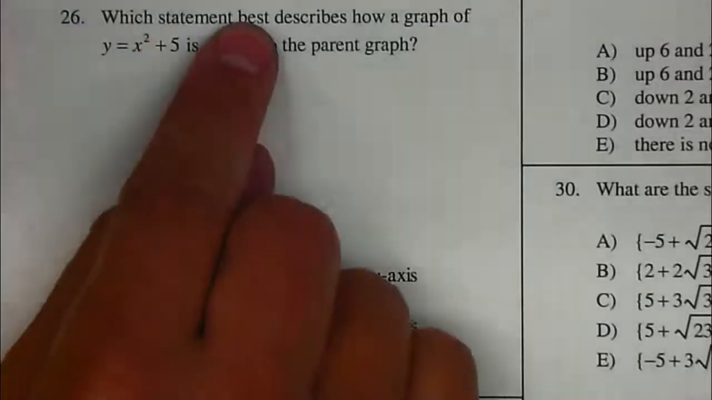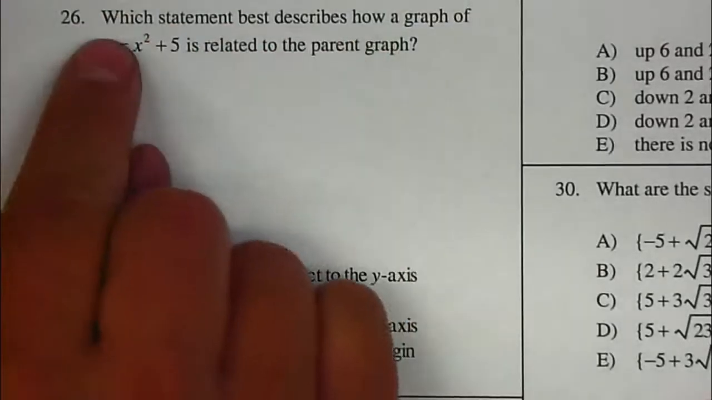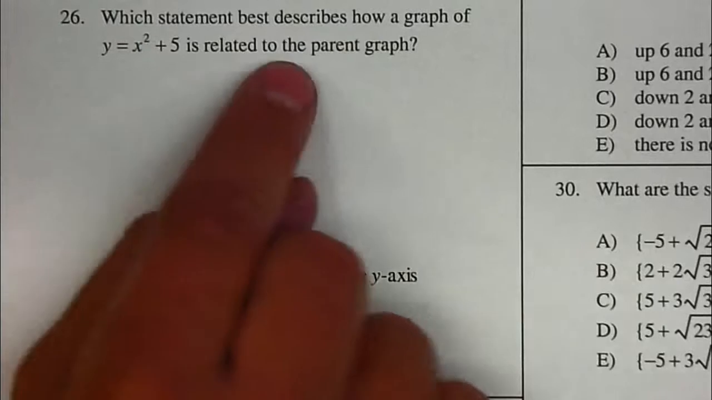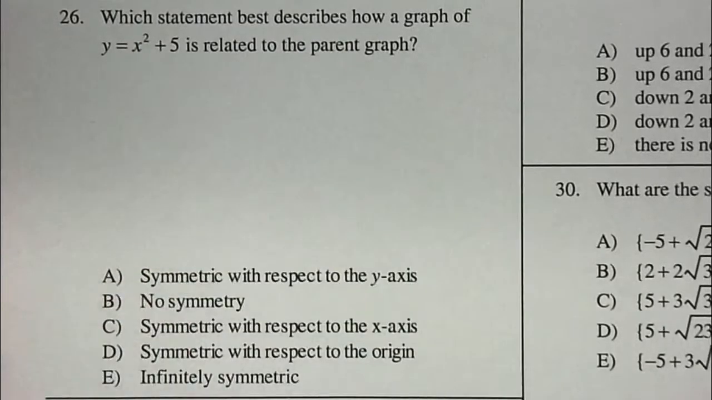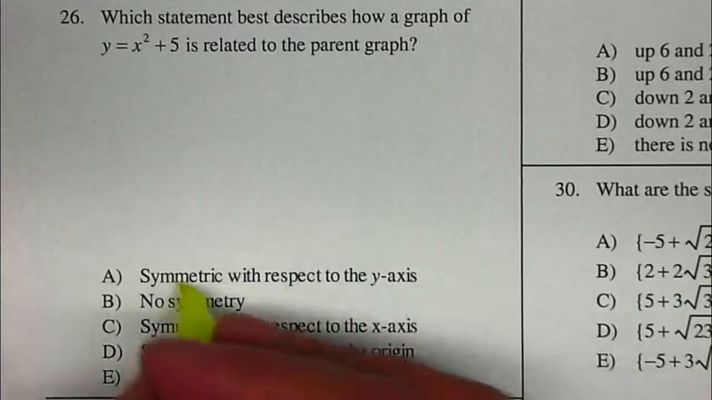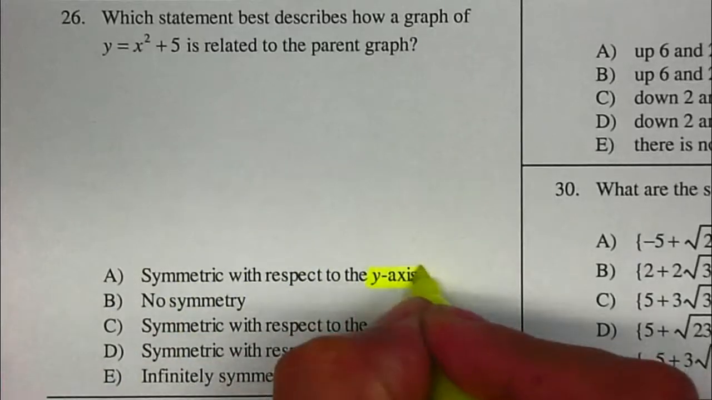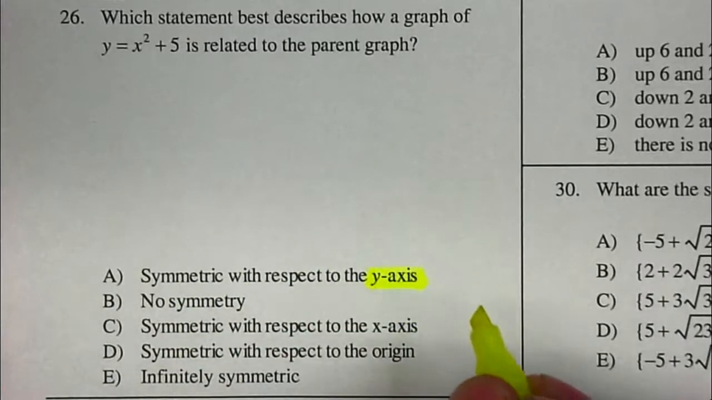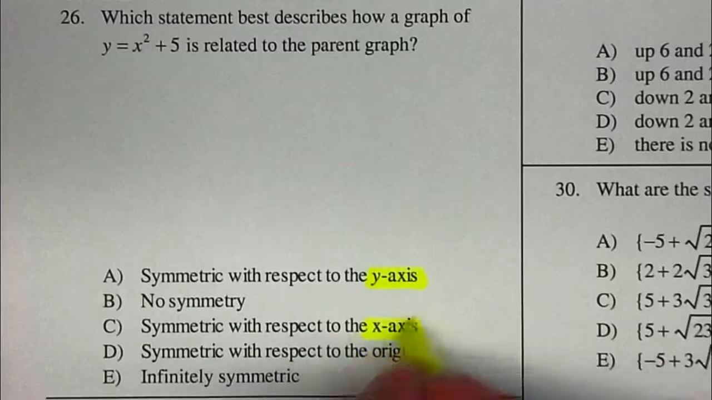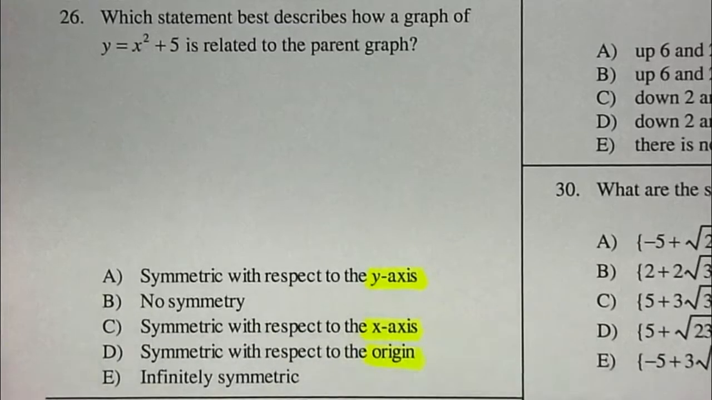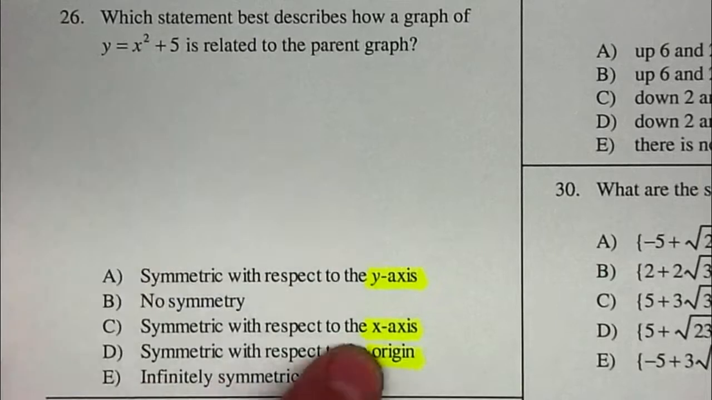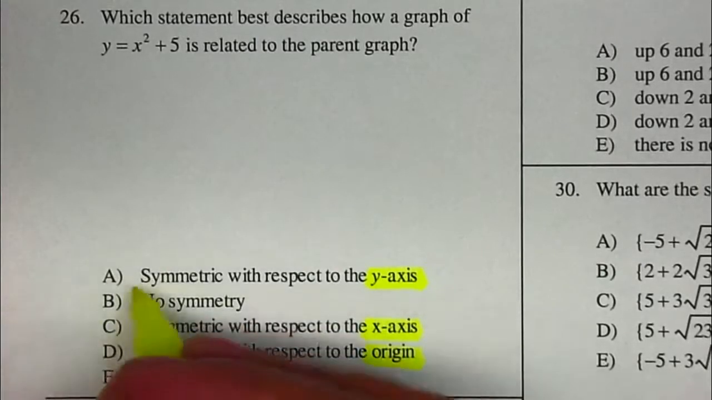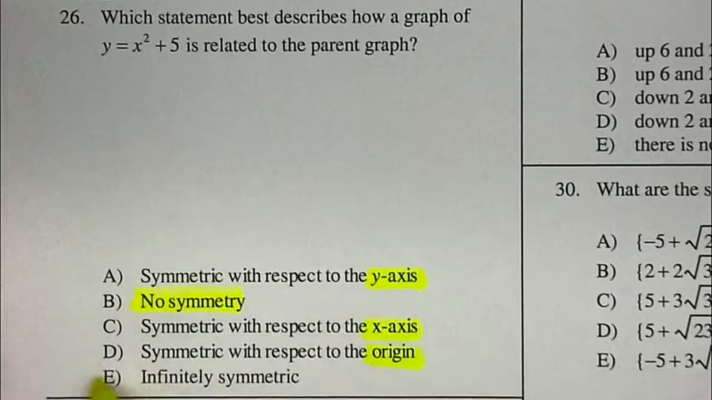Which statement best describes how a graph of y equal to x squared plus 5 is related to the parent graph? They ask you to find out if the graph is symmetric to the y-axis, or if it's symmetric to the x-axis, or to the origin. So basically I need to find out, is this graph symmetric on the y-axis, x-axis, or on the origin? Or maybe it has no symmetry, or infinitely symmetric.